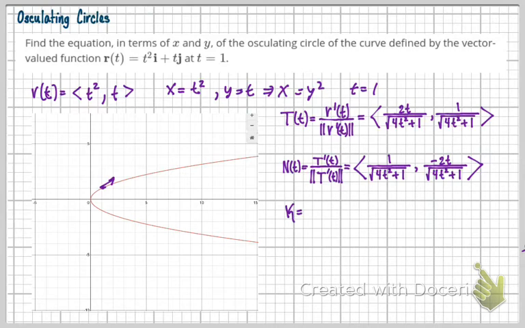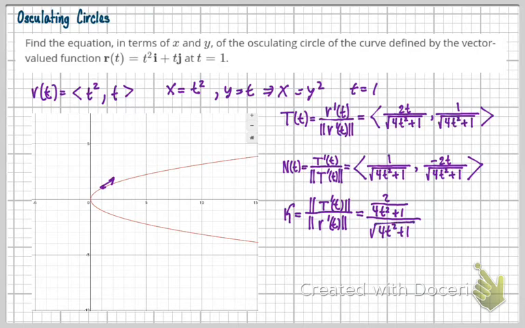So for curvature, that's going to be equal to the magnitude of T prime of t over the magnitude of r prime of t. So we had both of those already previously. Our T prime of t magnitude was 2 over 4t squared plus 1, and that's going to be over the magnitude of r prime of t, which is going to be the square root of 4t squared plus 1. So that's what that's going to be for curvature.